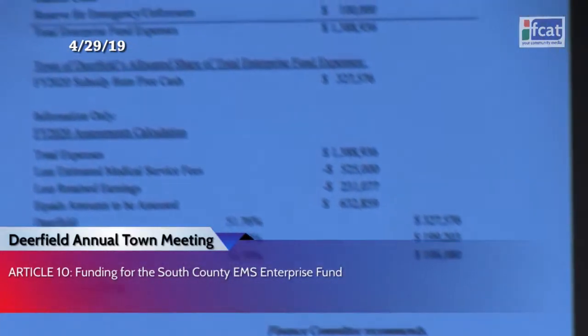Deerfield's assessment from free cash, $327,576. Sunderland's assessment, $199,203. Whateley's assessment, $106,080. Total revenues, $1,388,936.